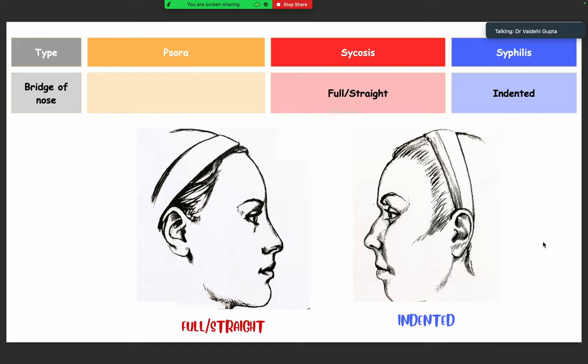Comparing psychosis and syphilis. In psychosis, the nose bridge was full or straight, while in syphilis, the nose bridge is indented. In the picture, we can see that in psychosis, it is a continuous line, while in syphilis, it is indented. There is a concave line. There is a slight depression at the bridge of the nose.